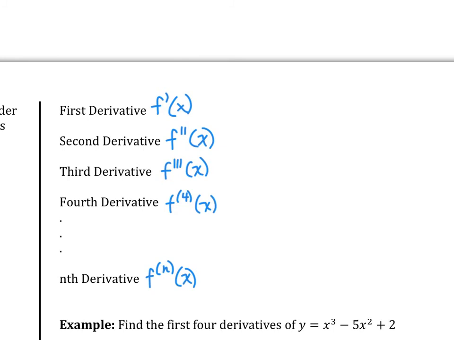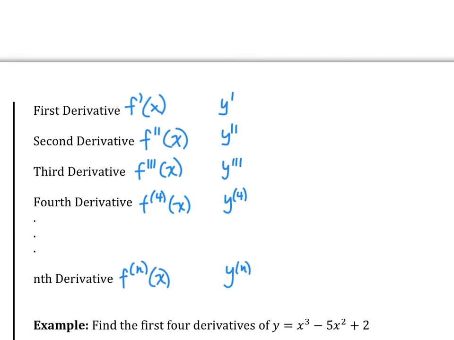Another way of writing the first derivative, we know, is also y prime. Same thing here, we would write y double prime. This would be y triple prime. And then we would start getting into the parentheses, and same thing here.